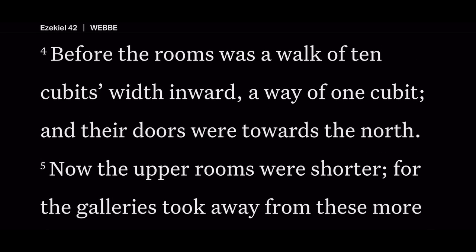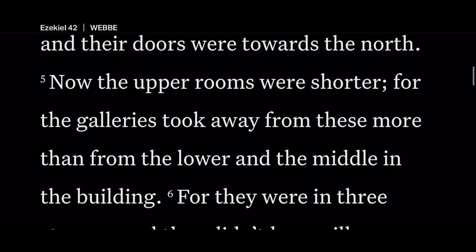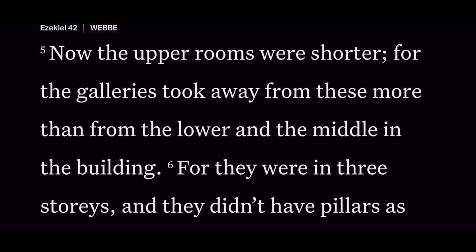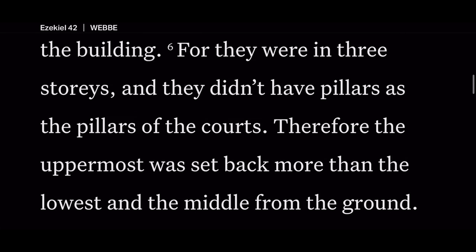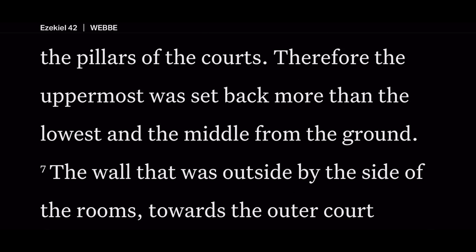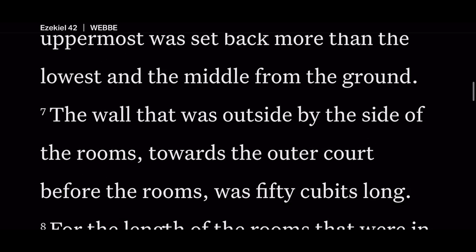Before the rooms was a walk of 10 cubits width inward, a way of 1 cubit, and their doors were toward the north. Now the upper rooms were shorter, for the galleries took away from these more than from the lower and the middle in the building, for they were in 3 stories, and they didn't have pillars as the pillars of the courts. Therefore the uppermost was set back more than the lowest, and the middle from the ground.